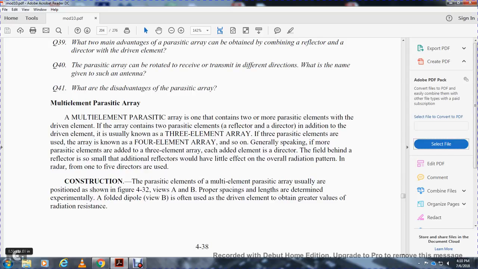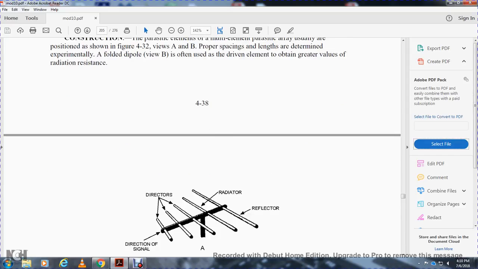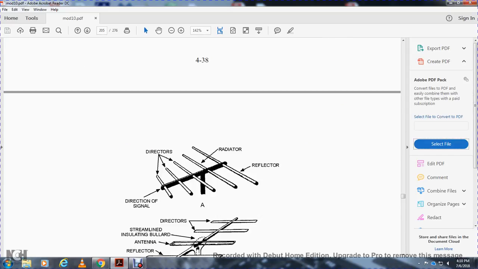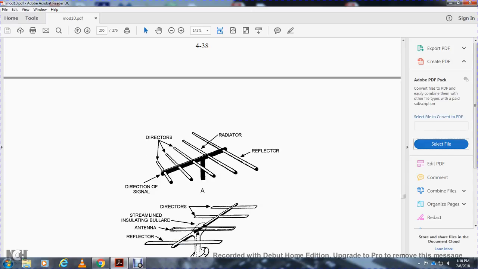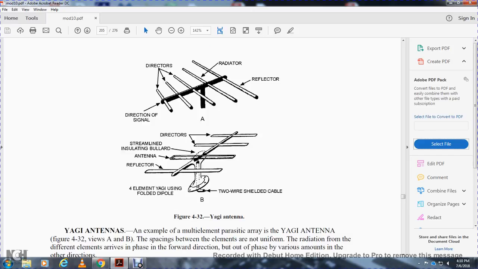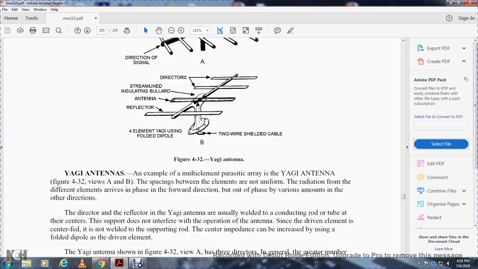Construction. The parasitic elements of the multiple-element parasitic array are usually positioned as shown in figure 432, views A and B, with the proper spacing and length determined experimentally with the folded dipole. View B is often used with the driven element to obtain a greater value of radiation resistance. The figure shows the direction of the signal with the director, the radiator, the reflector, the director, the stream line, insulator, boom, antenna, reflector, folded dipole, two-wire shielded cable.